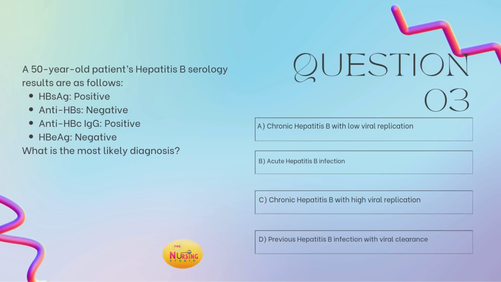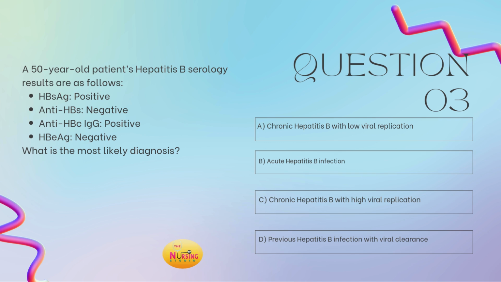All right, and lastly, question number three. A 50-year-old patient's hepatitis B serology results are as follows. The HBsAg is positive, the anti-HBs is negative, the anti-HBc IgG is positive, and the HBeAg is negative. What is the most likely diagnosis? Is it A, chronic Hep B with low viral replication, B, acute hepatitis B infection, C, chronic hepatitis B with high viral replication, or D, previous hepatitis B infection with viral clearance? Take a moment and tell me what you got, you guys.